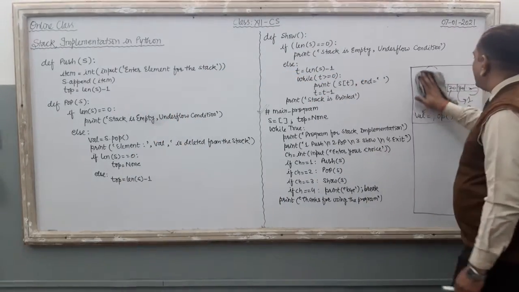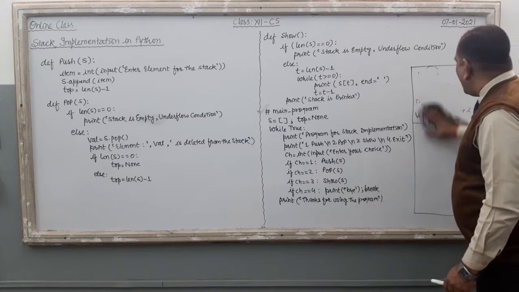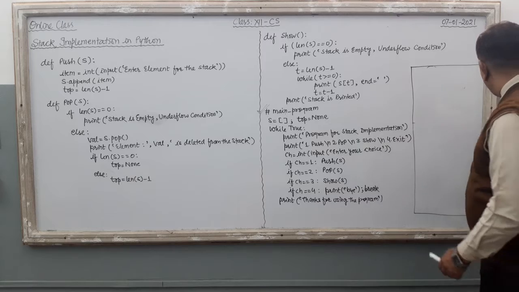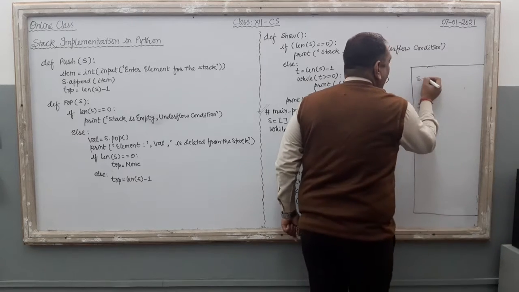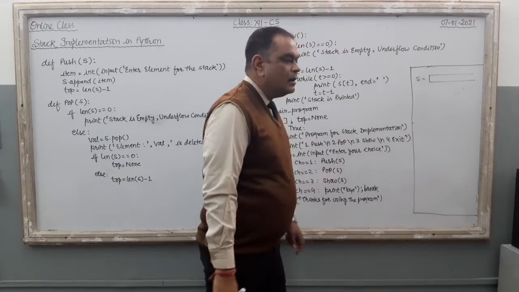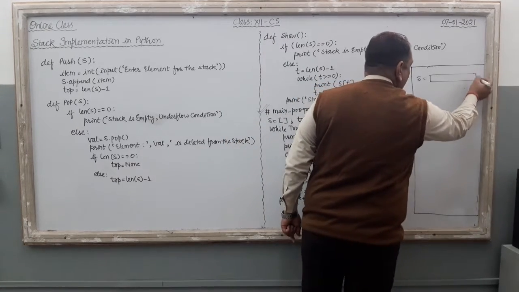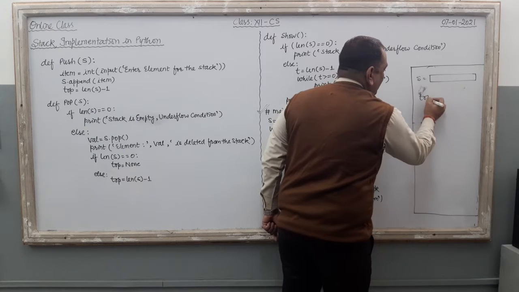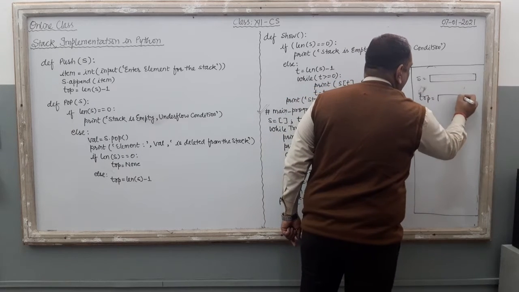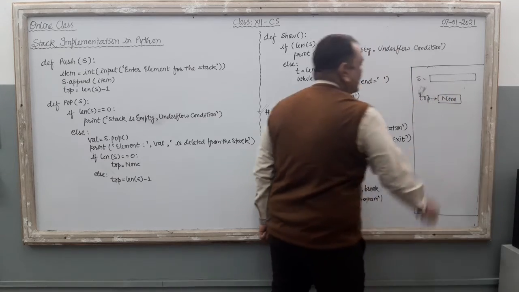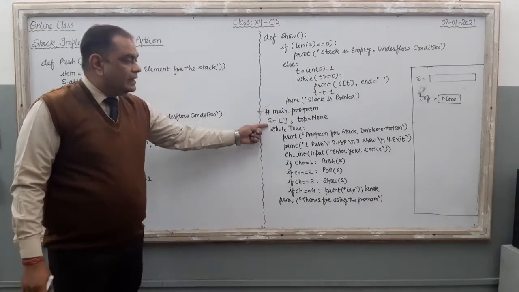Let's take the stack as a vertical structure. See, this is the stack S over here. It looks like this. Then one top variable is also created with the None value. None is there in the top variable like this. Only two variables are there in the main function.